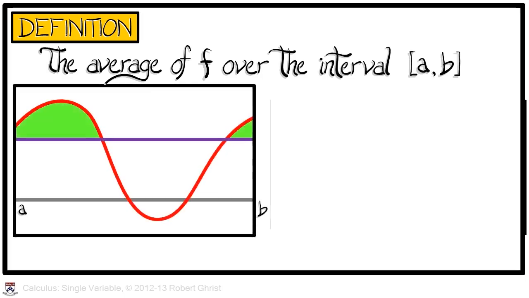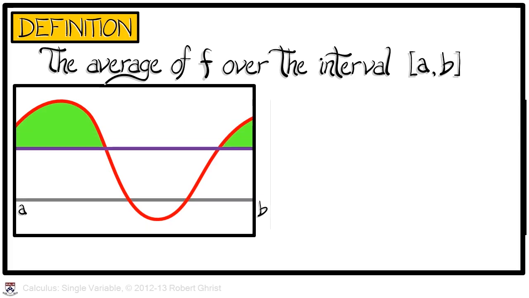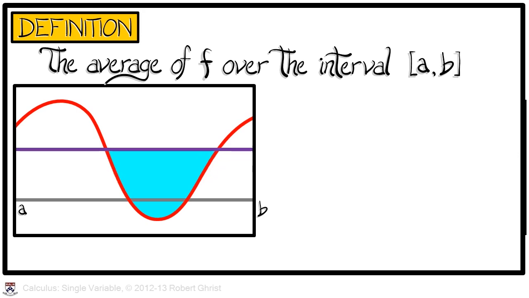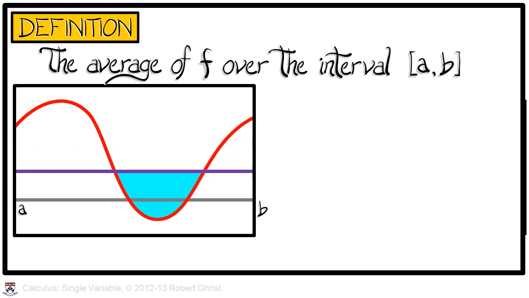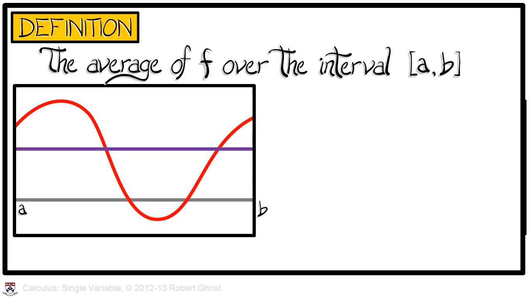Now, our intuition says that the average of a function f over an interval from a to b should be the constant value where the area above and the area below balance out or are equal, let's say about there. We would denote that average by the symbol f bar, the bar over the top, meaning the average.